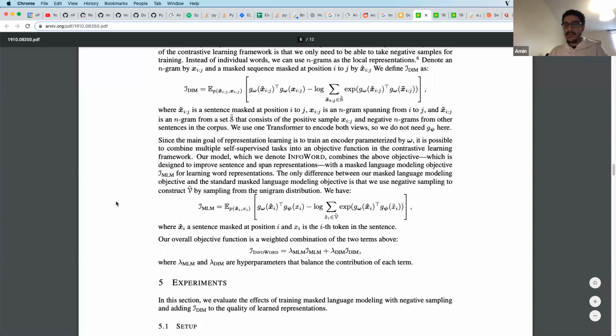Now the actual objective that's presented in the paper is one which just combines the masked language model from BERT and Deep Infomax. The only difference between the MLM here and BERT is that instead of performing a softmax over the entire vocabulary, you use negative sampling to construct the negative sample set, again by sampling from the unigram distribution.